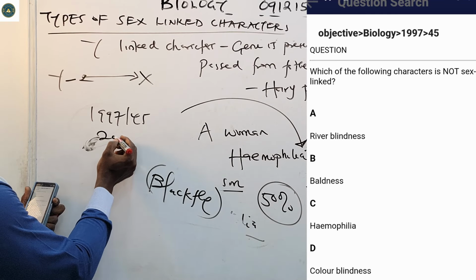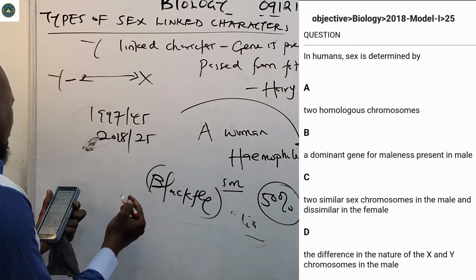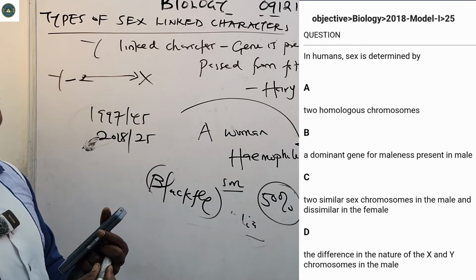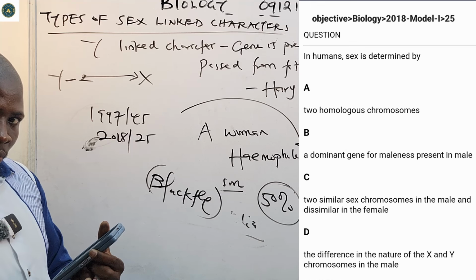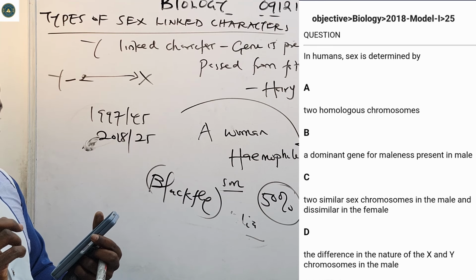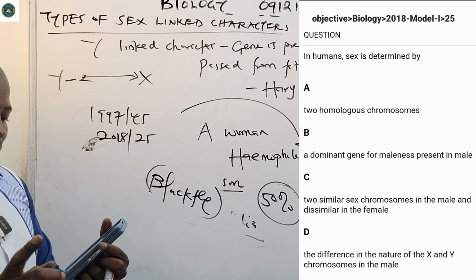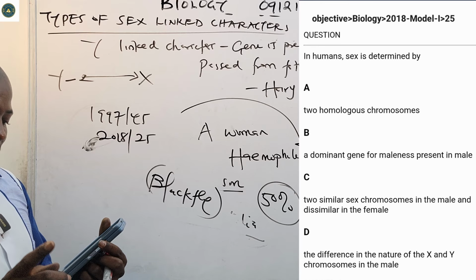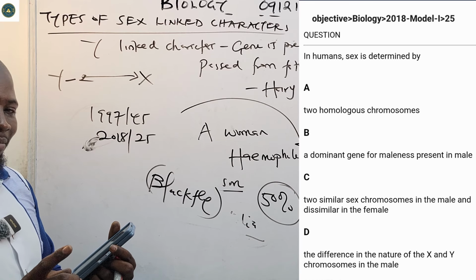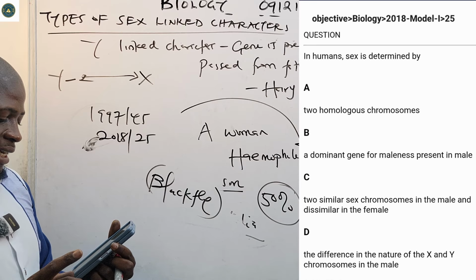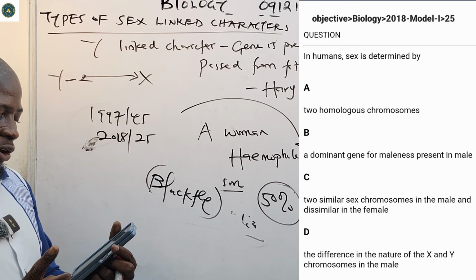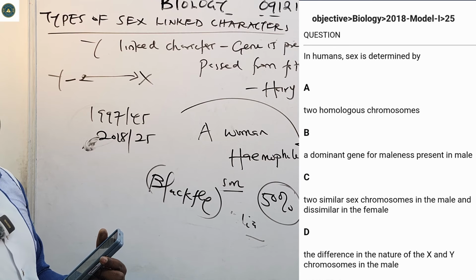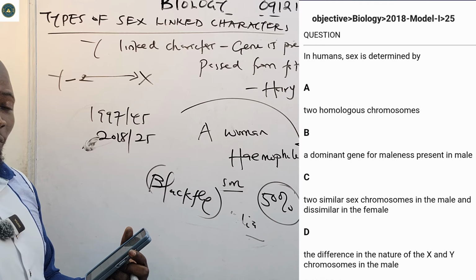2018, number 25 says: in humans, sex is determined by A, 2 homologous chromosomes; B, a dominant gene for maleness present in male; C, 2 similar sex chromosomes in the male and dissimilar in the female; D, the difference in the nature of the X and Y chromosomes in the male. Obviously that's what determines sex.